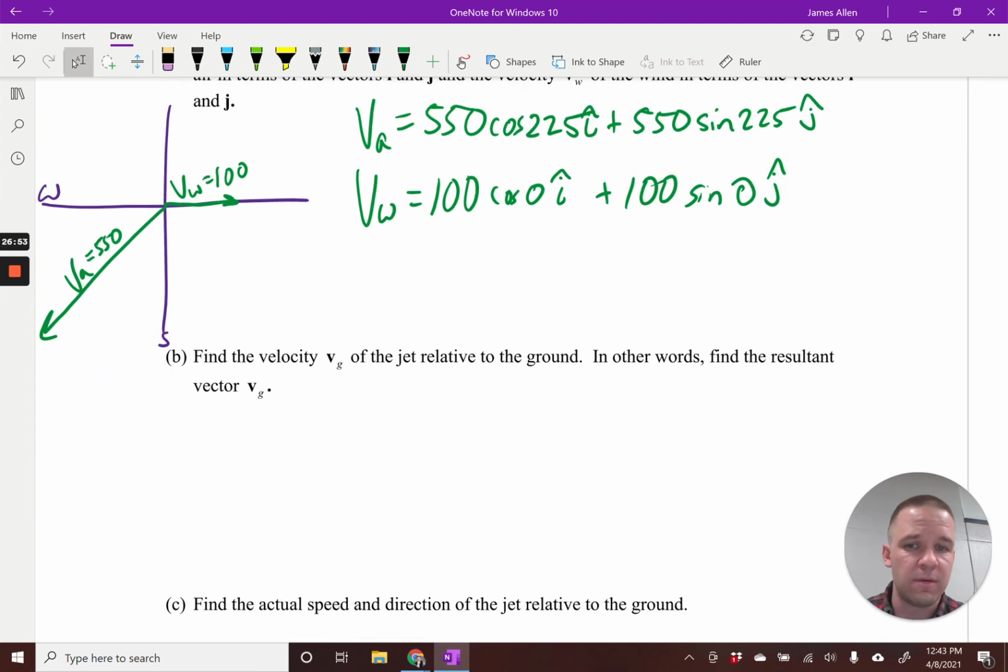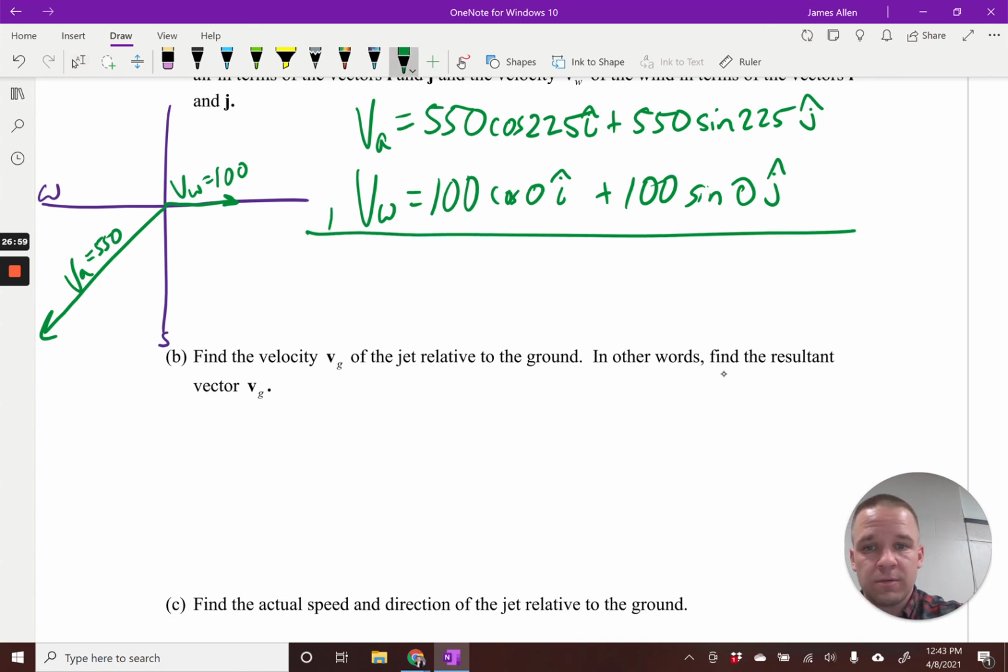It says find the velocity relative to the ground. In other words, find the resultant vector. So we're going to take these two and add them together. Okay? I think what we might want to do first is actually evaluate our trig values. So cosine of 225 is negative root 2 over 2, and same with sine of 225, right? So I'll go with the velocity of the aircraft is equal to 550 times root 2 over 2. I'm just going to jump ahead, and that's going to be what?